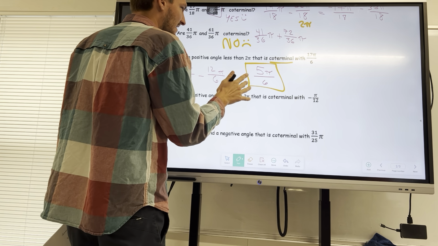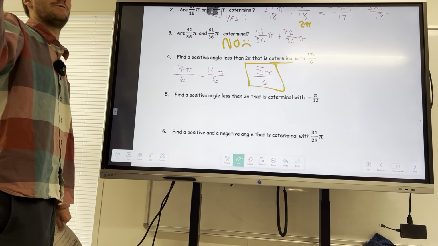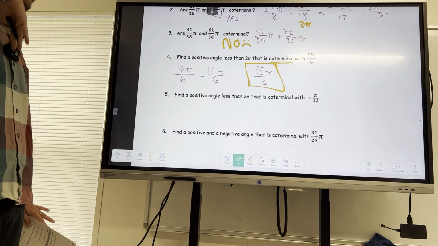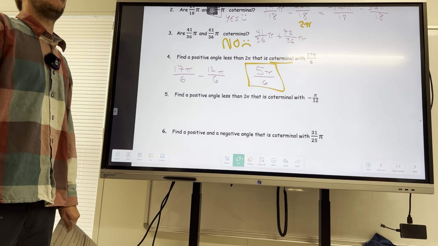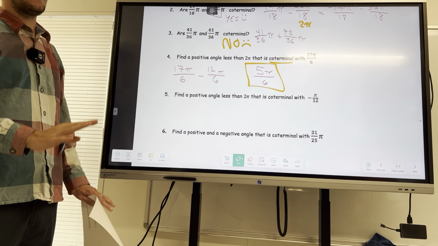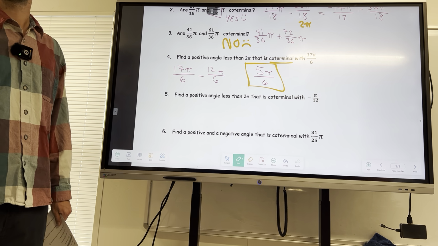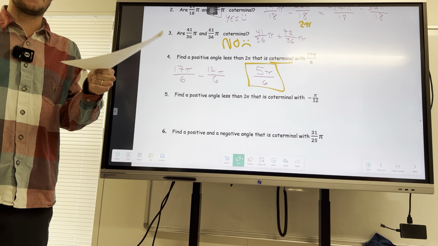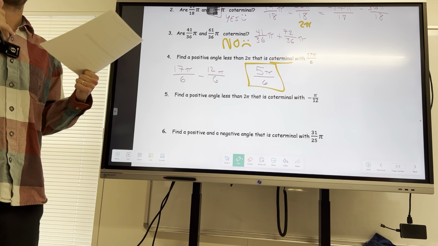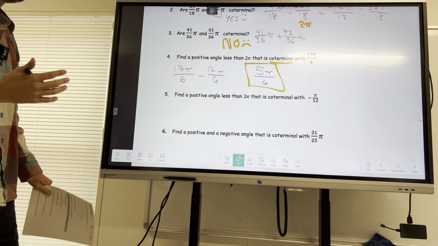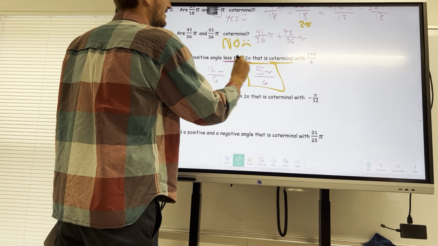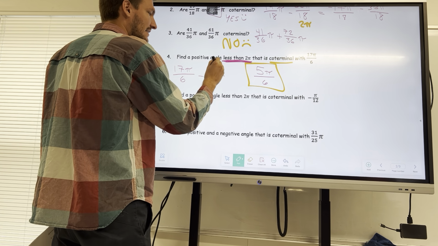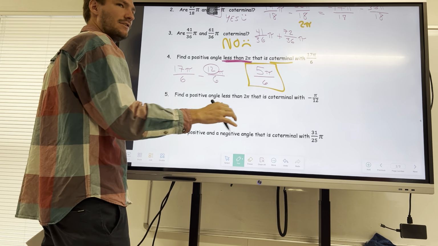Does this work as a final answer, or do we need to go another lap? That works. That would work. If we go another lap, we will be subtracting 12, and 5 minus 12 would be negative 7. That's too far. So one way to do this is to keep going, and once you get to a negative answer, you realize, whoa, that was too far. Stay with my 5. The other way to think about it is if we need this to be less than 2 pi, then we need this to be less than the 12. As soon as we get to a number less than the 12, we're good.